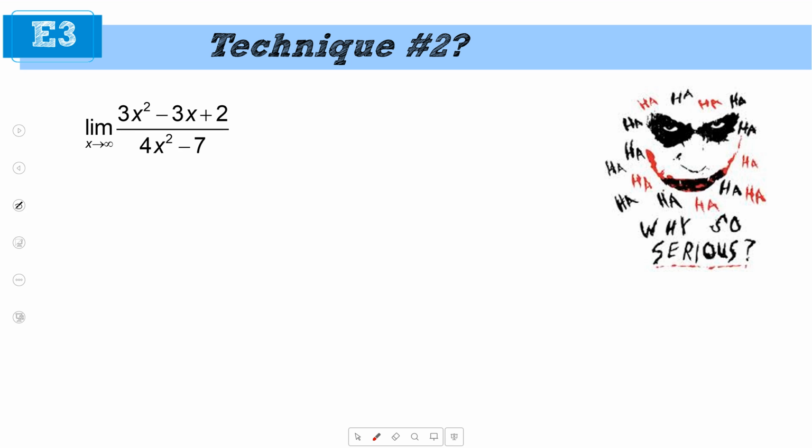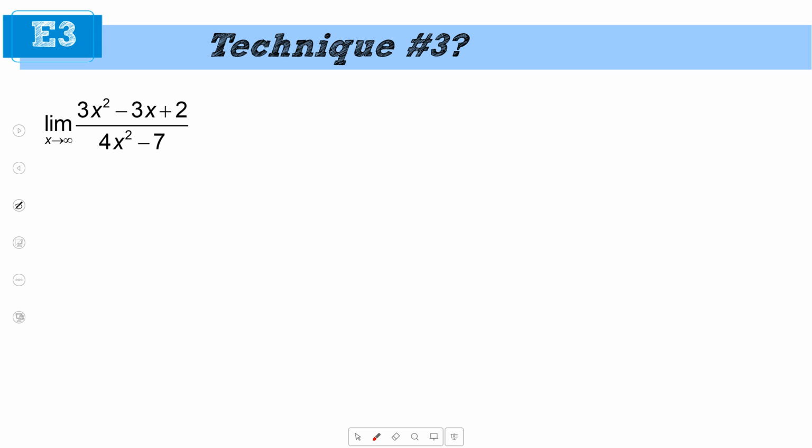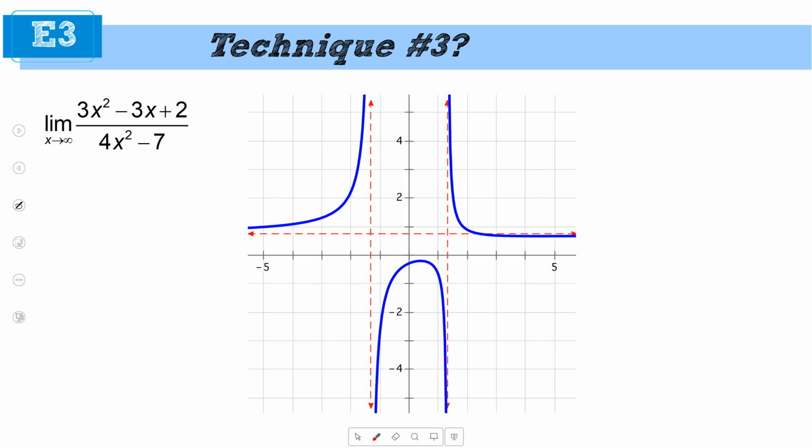Horizontal asymptote is probably how you solved it initially. And then the third technique is look at the graph. Notice, I picked this function for a reason, it crosses the horizontal asymptote here. Doesn't matter how many times it crosses the horizontal asymptote, as I go very far out, it's going to get closer and closer to 3/4.